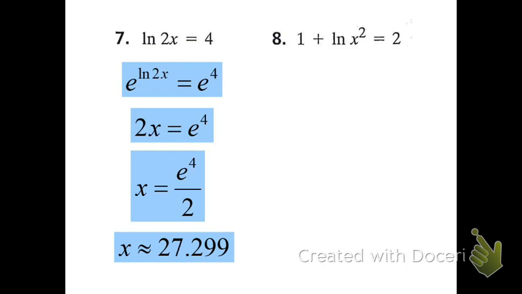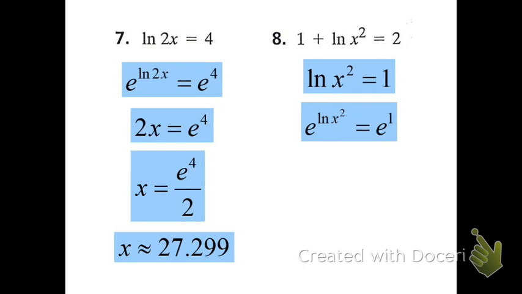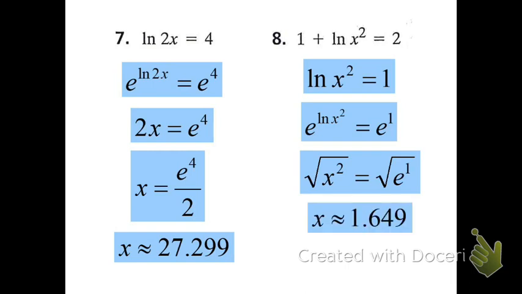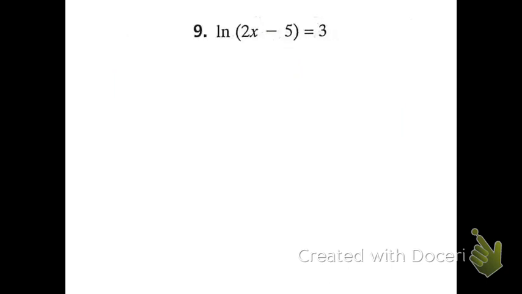For number 8, the first thing you do is start by subtracting 1 from each side. Then you have some choices. But what I would do is I would make them both exponents on e first. That way you get x squared is equal to e. Then you're going to square root both sides. So you basically get the square root of e, which is approximately 1.649.